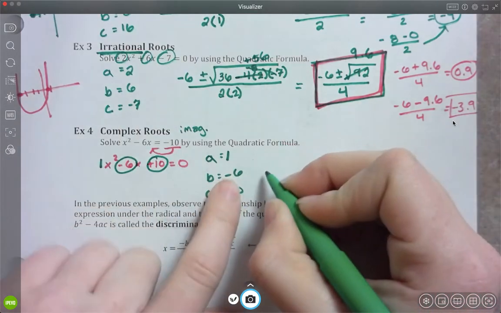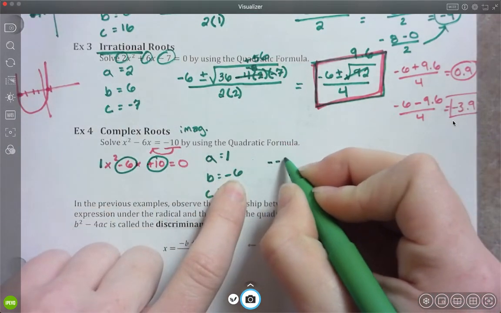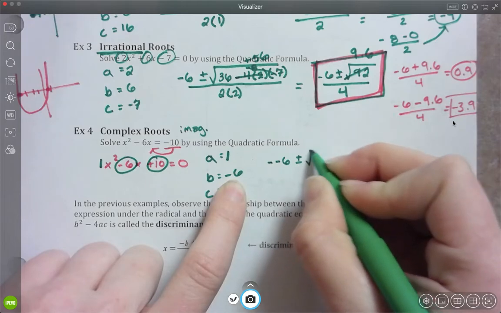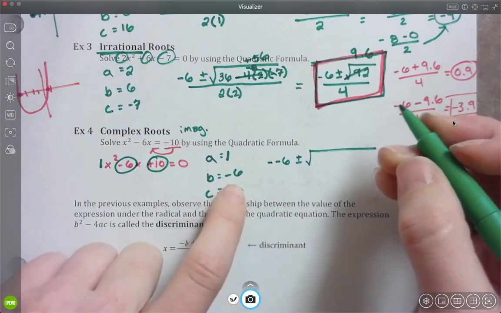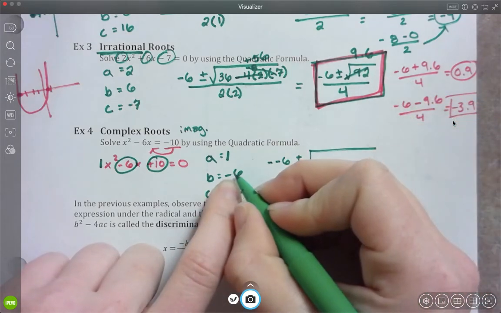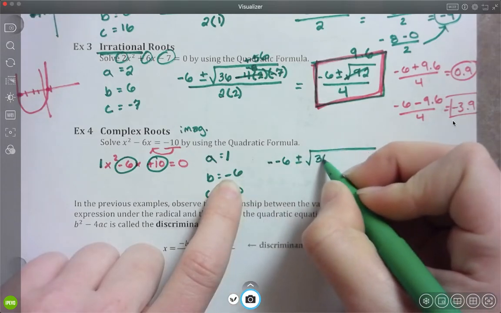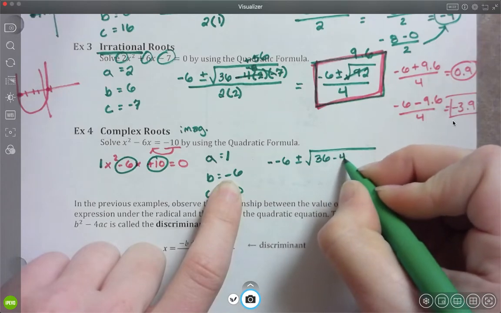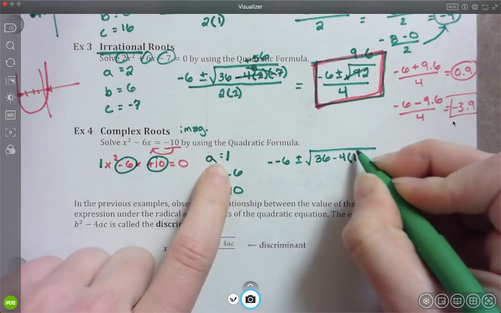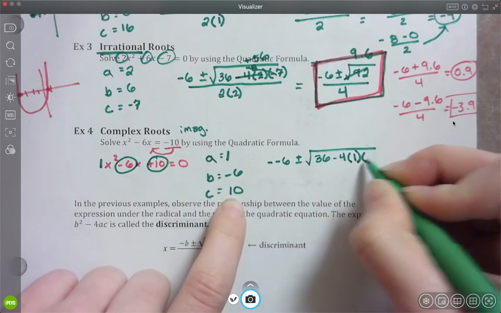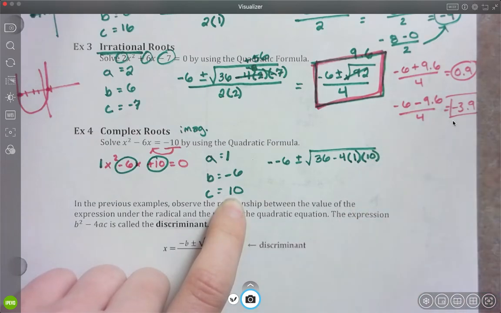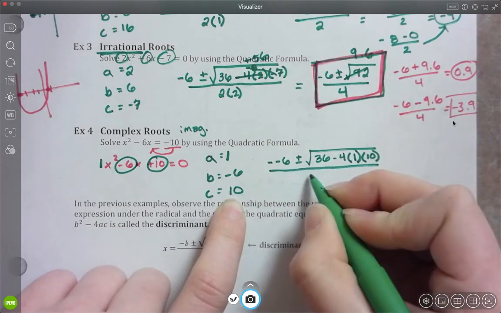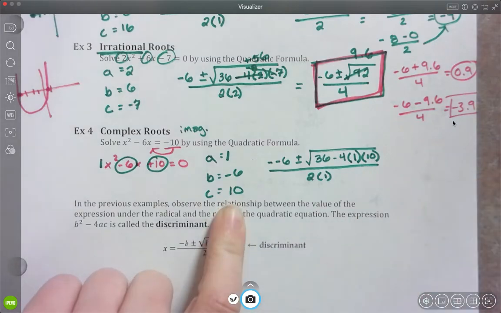And b is already negative, so it's negative 6 plus and minus the square root of b squared. Anytime you take this and square it, it will become positive. If it's already negative, it will become positive when you square it. Minus 4 times a, which is 1, and c is 10, all over 2 times a, which is 1. You're going to have this formula burned into your brain.